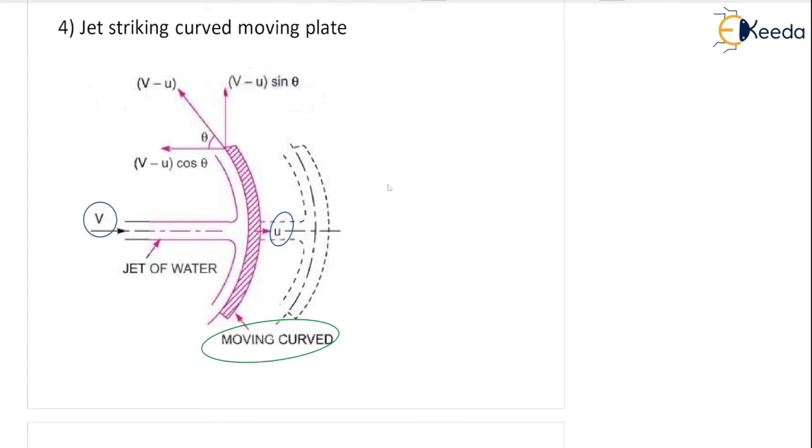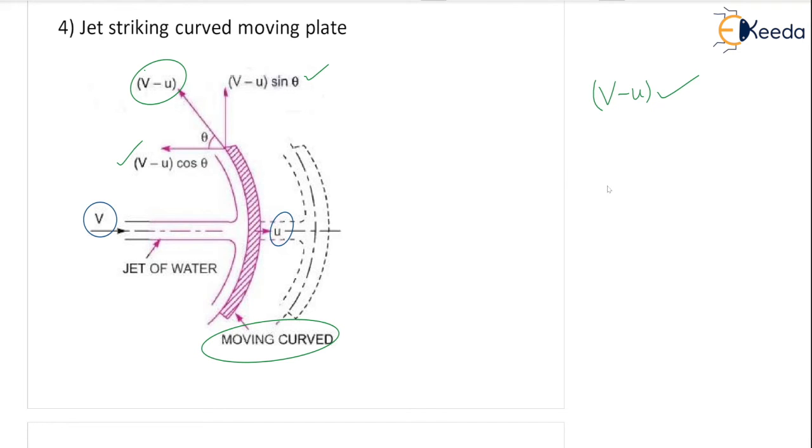So what is the relative velocity? If the two bodies are moving in the same direction, the relative velocity will be v minus u. So that is the velocity with which the water will come out, v minus u. Theta is the angle with the horizontal, so the components are (v minus u) cos theta and (v minus u) sin theta. The same you can draw at the other end of the plate. So here the relative velocity concept came into the picture, v minus u.